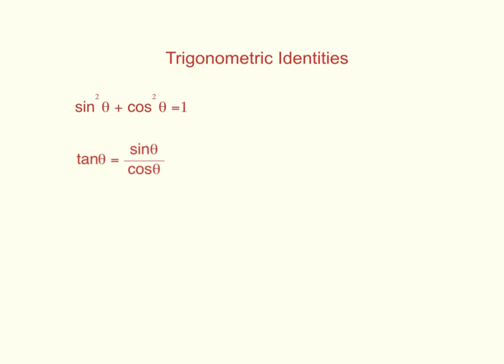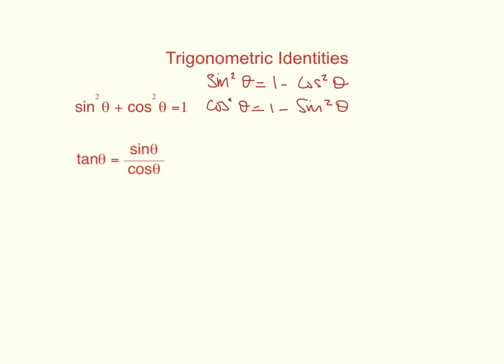So for example, from this one we can get that sine square theta is 1 minus cos square theta, and we got that by moving the cos square over there. It becomes minus, so it becomes 1 minus cos square. So this came directly from rearranging that, and by the same token we can get that cos square theta is 1 minus sine square theta, and so on.